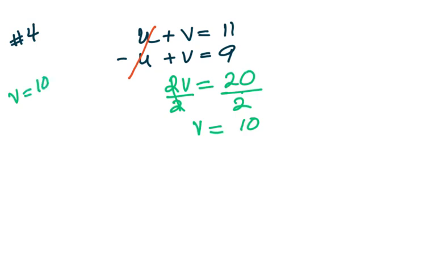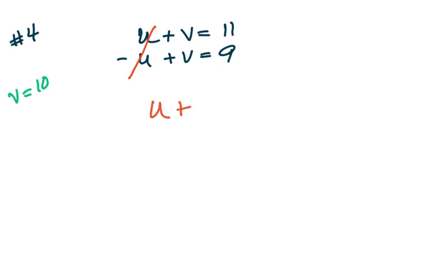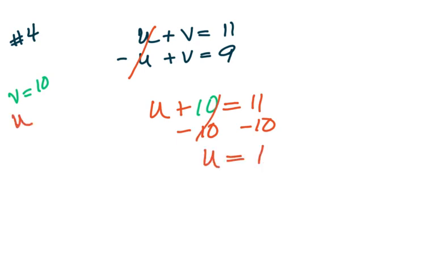All right, now I'm going to write v equals 10. And now I have to solve for u. So I'm going to just plug in. So instead of saying v, I'm going to say 10. So I'm going to say u plus 10 equals 11. And I'll just subtract 10 on both sides. And u is going to equal 1. So I go back and I just plug in the numbers. U is 1 and v is 10.